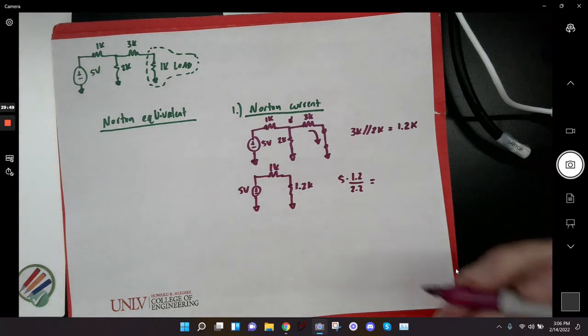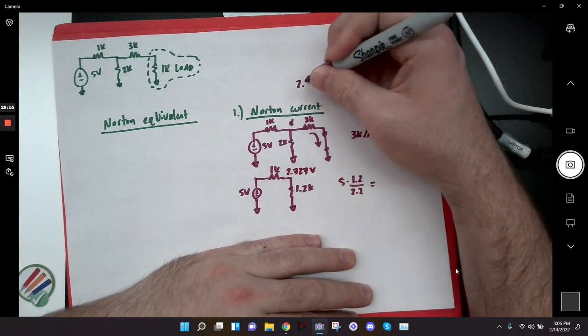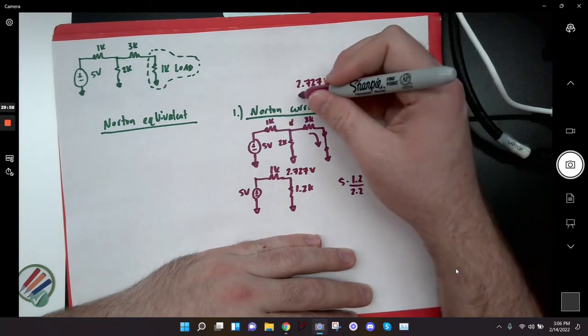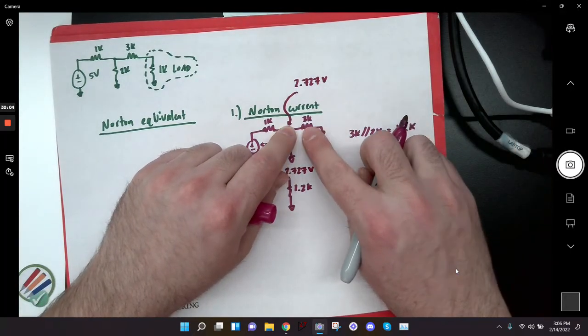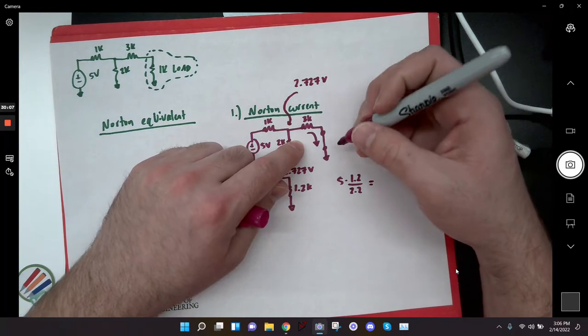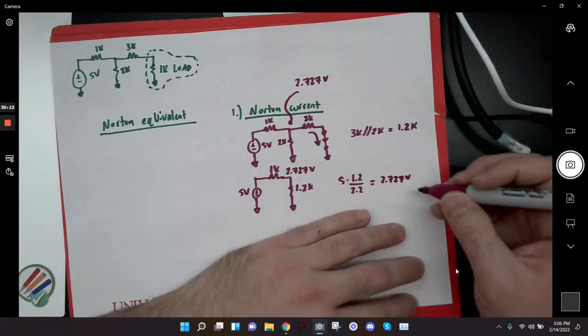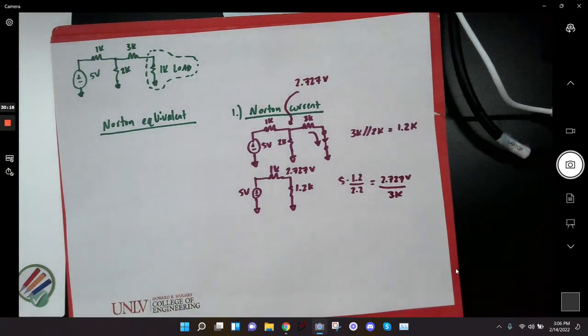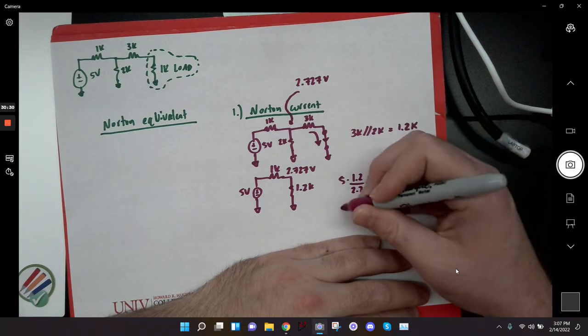That's 2.727, so that's my voltage here. And so now I know that that was my voltage here, right? That was going to be my voltage there. And so I can go 2.727 minus 0 over 3K, and that'll give me my current through that short I created, right? So this was 2.727 volts. I divide that by 3K, and that will give me my Norton current. And that is 0.909 milliamps. That's I Norton.